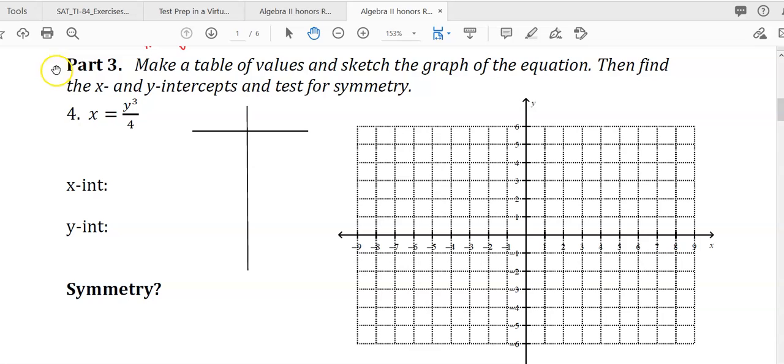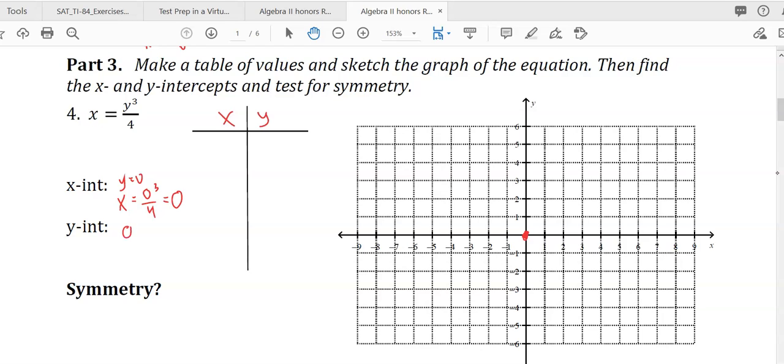Make a table of values and sketch the equation, then find the x and y intercepts of the graph and test for symmetry. Okay, so a lot of stuff to do here. So let's just plug in a few points here. Let's start with the x and y intercept. It's always good to start with that. So to find the x-intercept, you plug in y equals 0. So that would be x equals 0 cubed over 4, which is 0 over 4, which is 0. So there's an intercept for the x-axis on 0, 0.